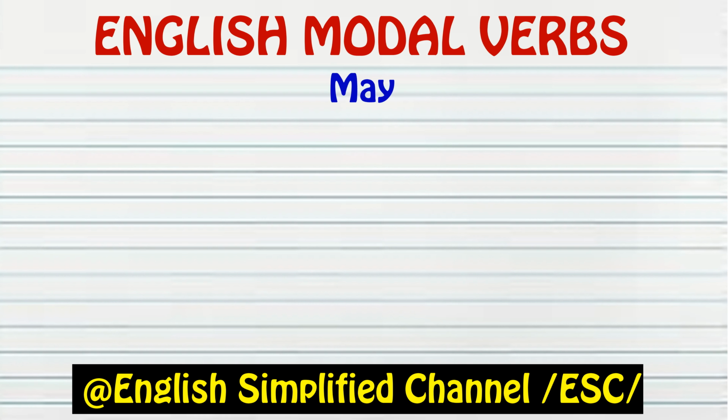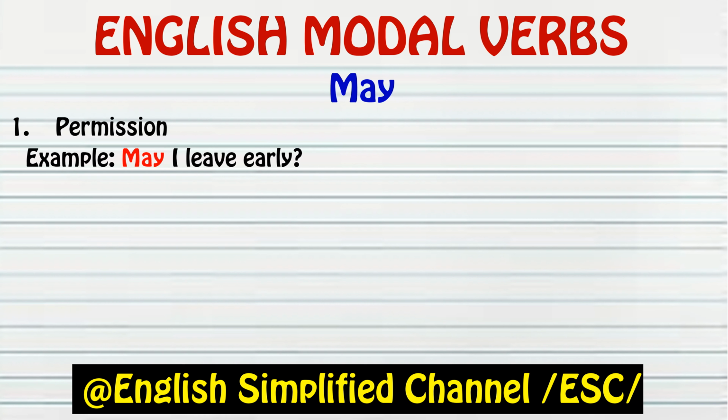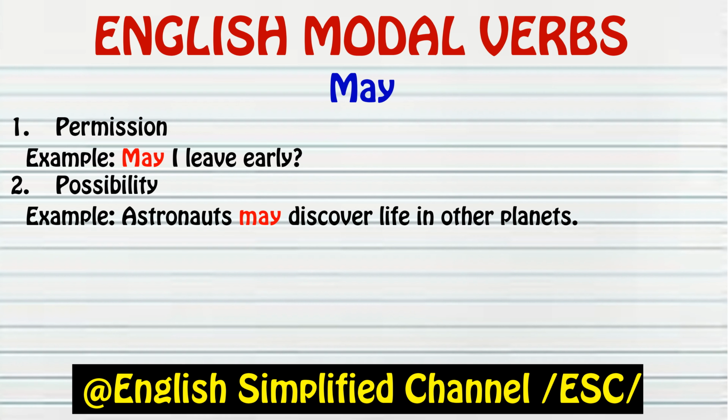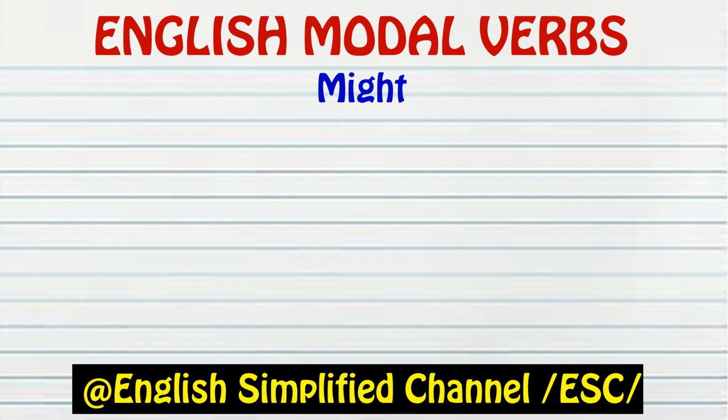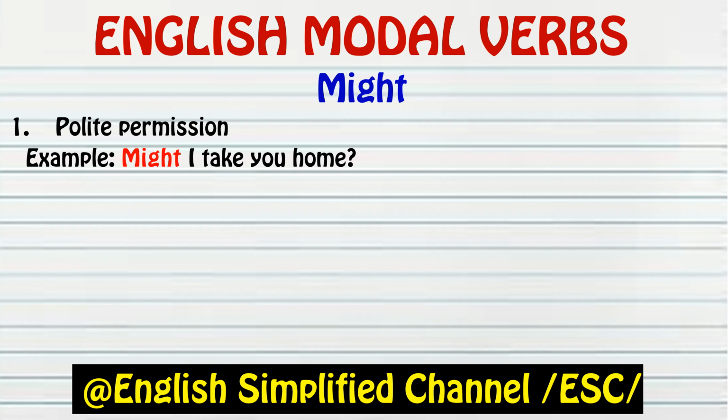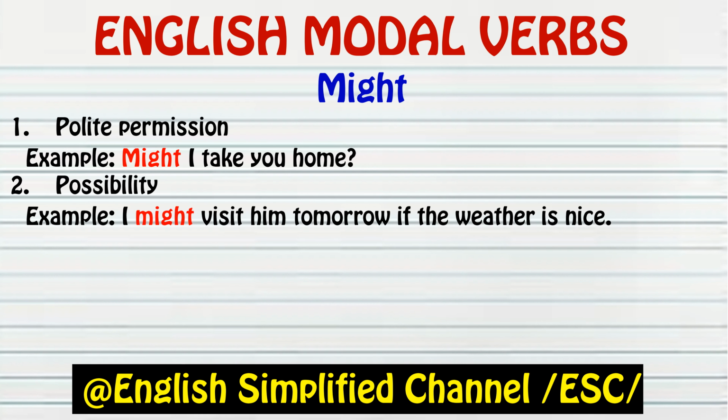May. May is used to express 1. Permission. Example, may I leave early? 2. Possibility. Example, astronauts may discover life in other planets. Might. You can use this to express 1. Polite permission. Example, might I take you home? 2. Possibility. Example, I might visit him tomorrow if the weather is nice.